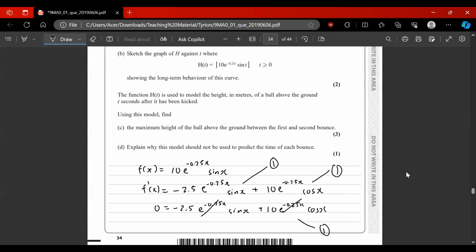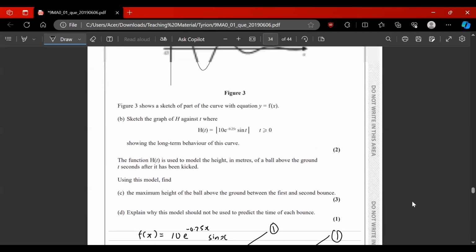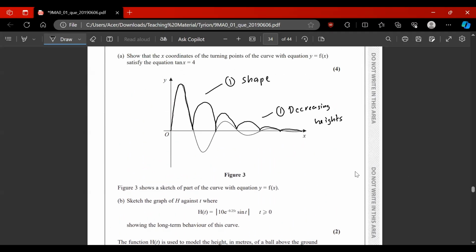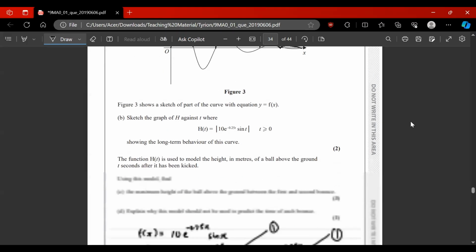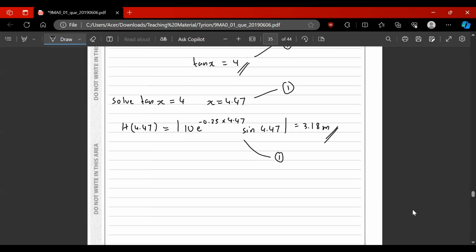And finally, in part D, explain why this model should not be used to predict the time for each of the bounces. The thing about this is that with each bounce, the time between should not stay the same, because as you can see, with each bounce, the height decreases. That means the time it takes between each bounce should be less. But in this case, since it's periodic in nature, each of the bounces has the same time. Therefore, this is the reason why this model should not be used to predict the time of each bounce.